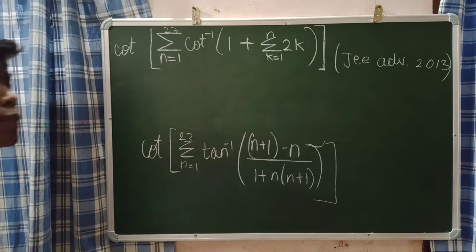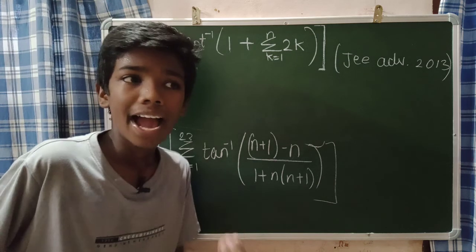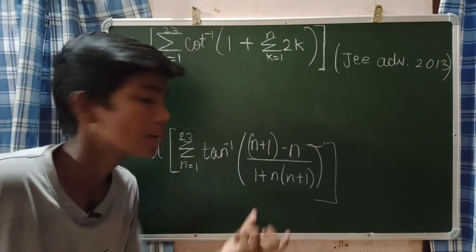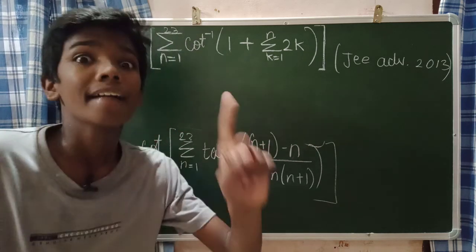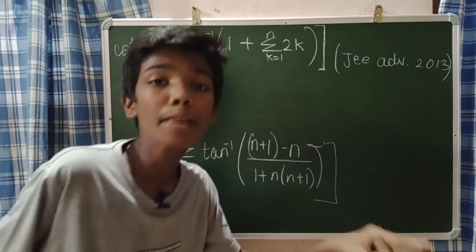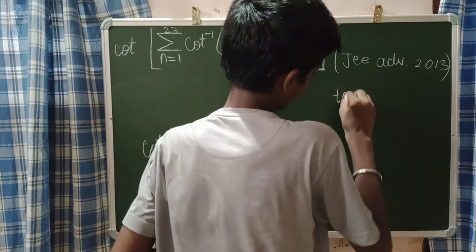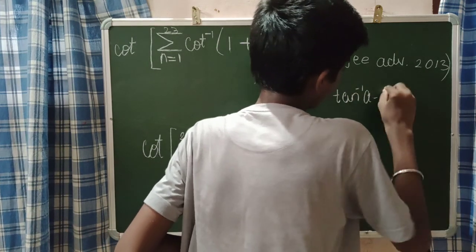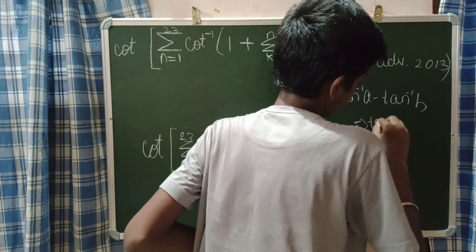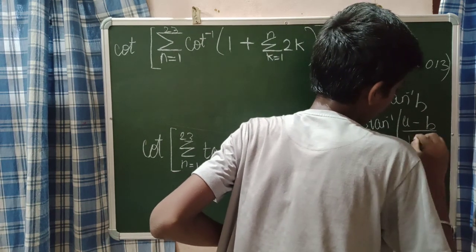But what's the reason behind doing such things? You may ask, did I just mug up whatever solution is given and write the numerator as n plus 1 minus n? I did not mug up. I will say what's the reason. That is to use the tan inverse of A minus tan inverse of B formula. We know now, guys. I will write here: tan inverse of A minus tan inverse of B is equal to tan inverse of A minus B divided by 1 plus AB. Correct now?